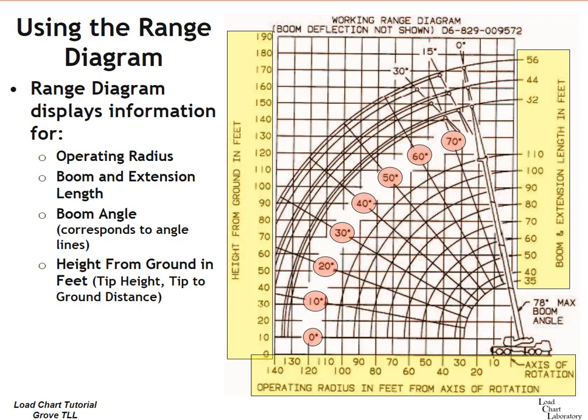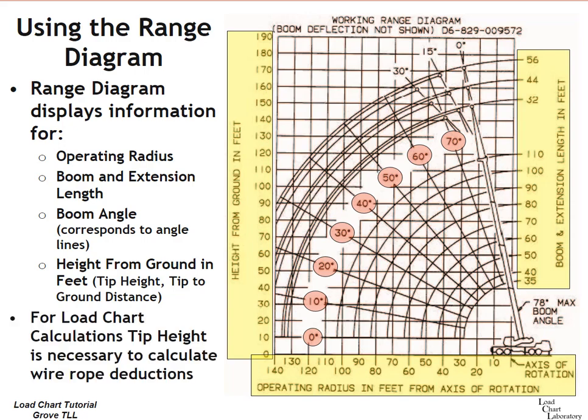The range diagram also contains information for the tip to ground distance, or as it's labeled on the diagram, height from ground in feet, which is again the tip to ground distance or the tip height. And this tip height is used to calculate the wire rope deductions, and the wire rope deductions are a component of net capacity calculations or gross load calculations.